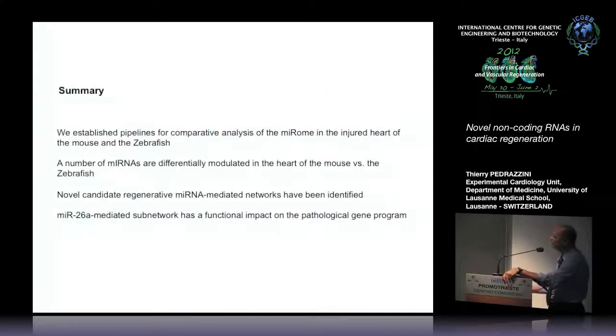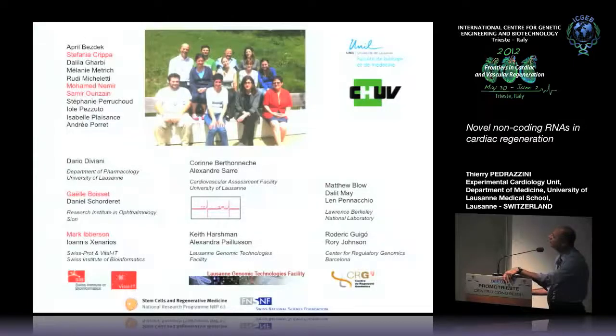Okay, so I think we have established a pipeline for identifying important microRNAs in the heart, and hopefully in the future we will detect more important microRNAs that could be used as tools for inducing regeneration in the heart of the mouse. This is my acknowledgement slide, so the people that did the work: Stéphane Agripin, Mohamed Nemir, Samir Hunzain, and Gaël Boisset did the fish experiment, and we are very grateful to Mark Ibbotson for the bioinformatical analysis. These guys spent weeks trying to analyze this data, and it is summarized in just one slide.